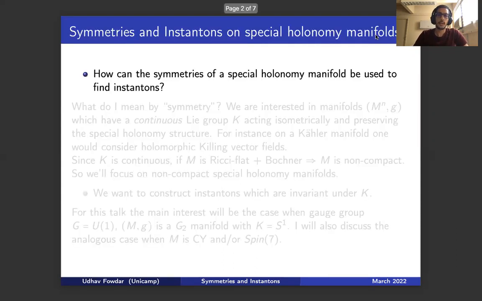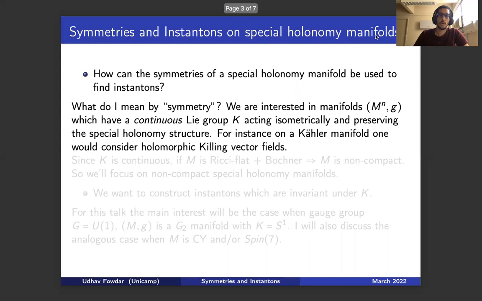Before getting into the plan for this talk, let me first tell you the question that motivates it, namely, how can the symmetries of a special holonomy manifold be used to find instantons? What I mean by symmetry in this context is that we are interested in special holonomy manifolds M with a continuous Lie group K acting by isometries, preserving the metric, and also preserving the underlying special holonomy structure.